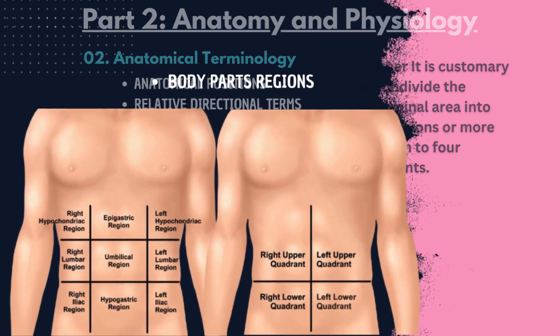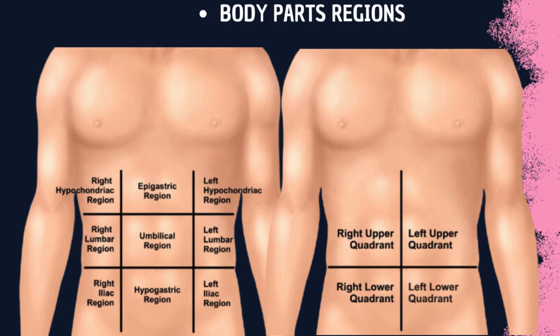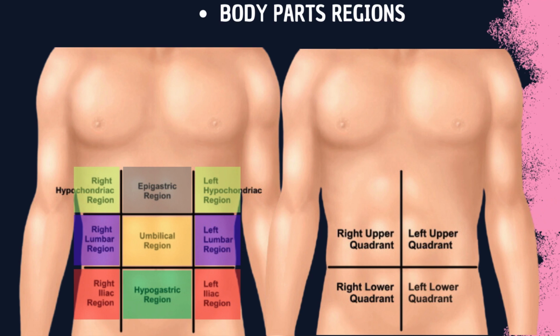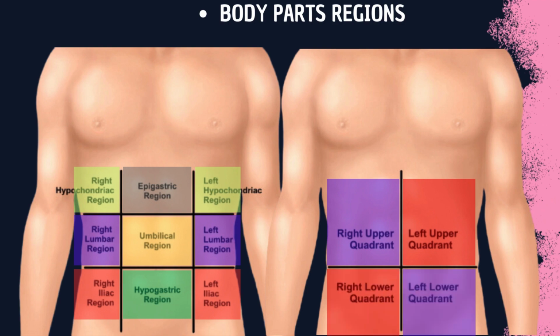Let's focus on the image and see what these regions are called: right hypochondriac region, left hypochondriac region, right lumbar region, left lumbar region, right iliac region, left iliac region, epigastric region, umbilical region, hypogastric region. Or we can easily divide the abdominal area into 4 regions as shown in the second image. Let's focus on the image. Right upper quadrant, left upper quadrant, right lower quadrant, left lower quadrant.